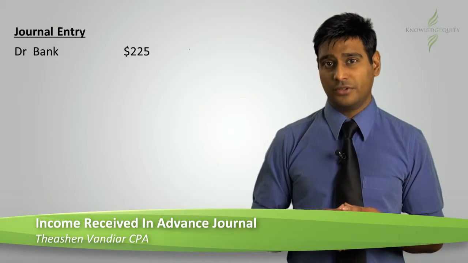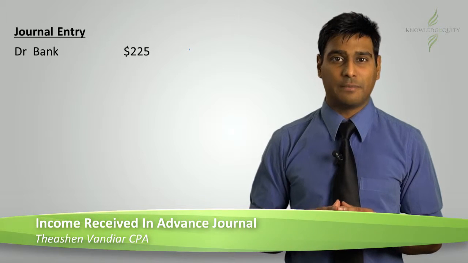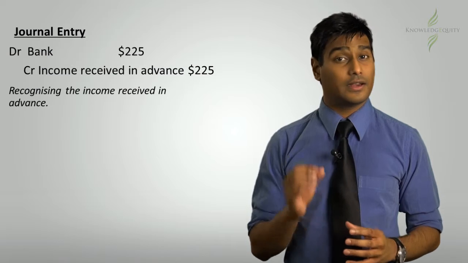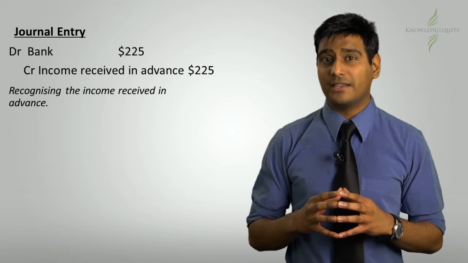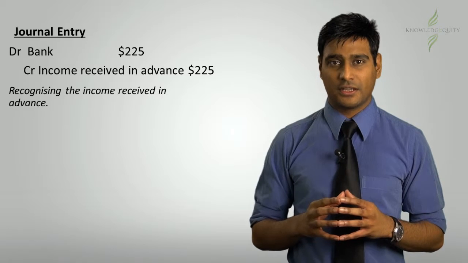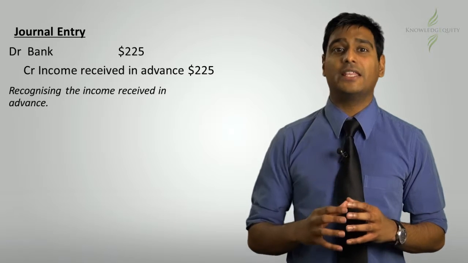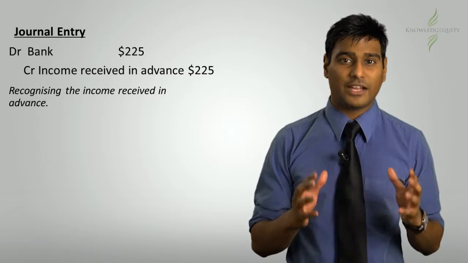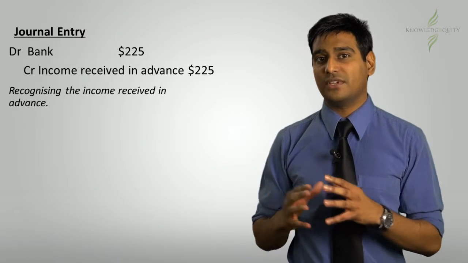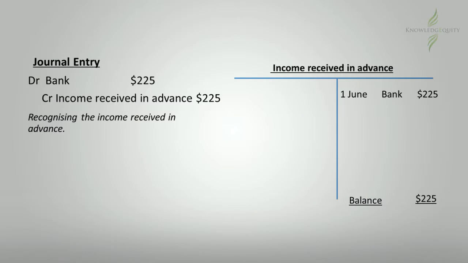On the 1st of June, there would be a debit to Jane's business bank account and a credit to income received in advance. Remember, we cannot credit income since Jane has not yet provided the gardening service. We can only recognize income in the month in which the gardening service was actually done. Thus, the correct account would be income received in advance. The income received in advance T account in the general ledger would look like this.